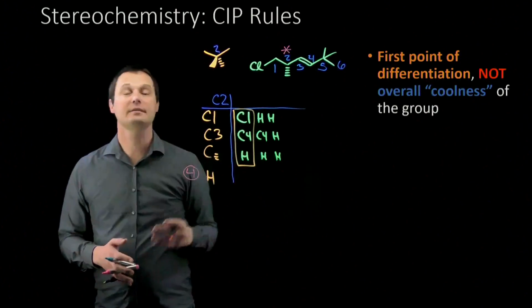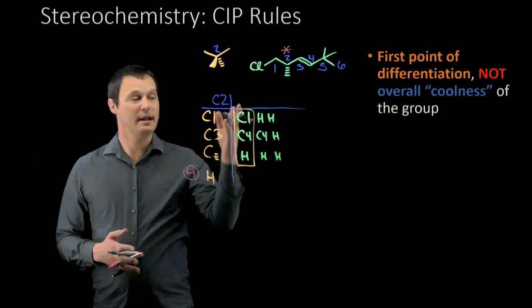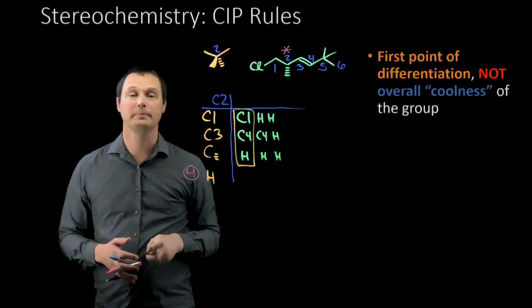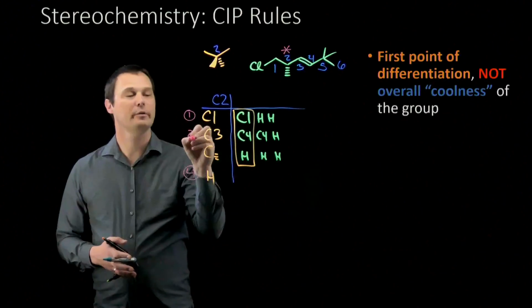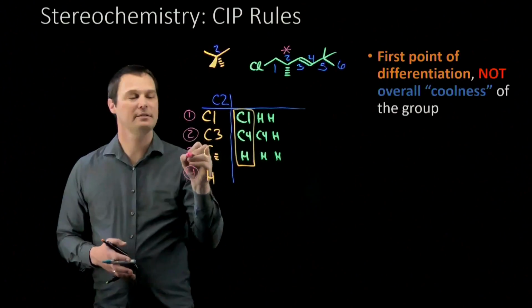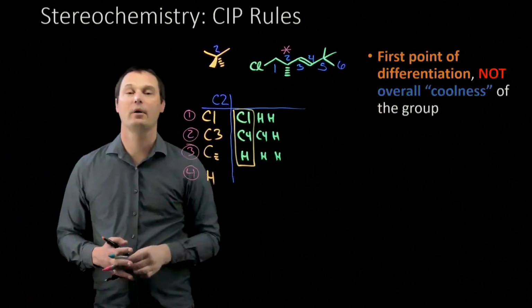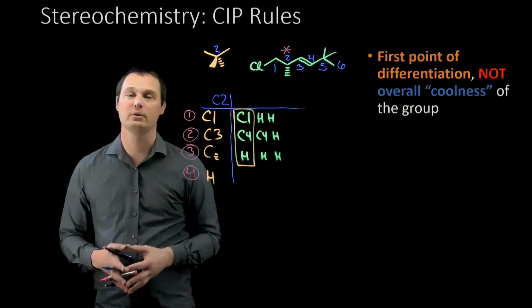That first element in the list is different for all 3 of these groups. That's why it's important to list these in priority order. Chlorine has the highest atomic number, so it will be the highest priority. Carbon is next, so it will be priority number 2, and hydrogen is last, so it will be priority number 3, followed by our implied hydrogen, number 4, as the lowest overall priority.